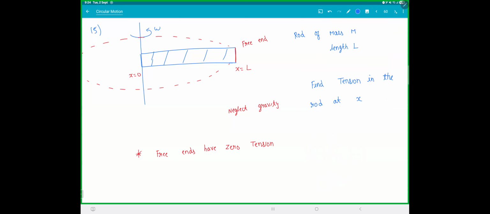Is this question clear, everyone? So what is the picture? You can just stretch your right hand, and if you rotate in a circle, that is how the picture is. You have a rod which is rotating in a horizontal circle. The left end is hinged. The right end is free, so there is nothing attached. So that will have zero tension. Neglect any gravity. The rod is going in a circle with omega. Find the tension in the rod at a distance x.